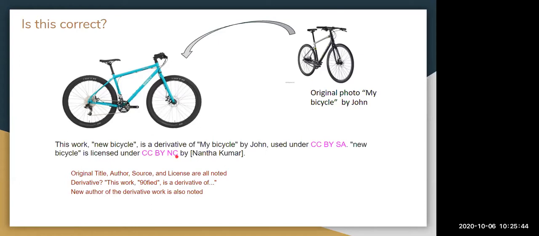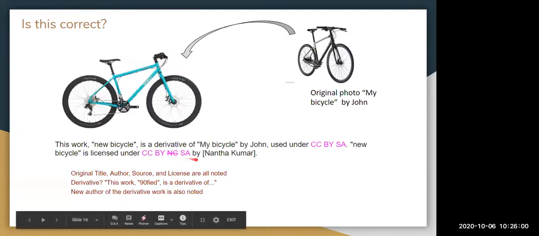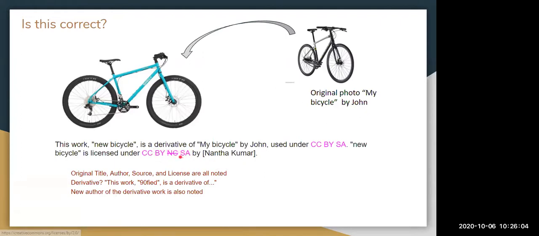That's the meaning of share alike. You have to maintain the old license in your new content. You can't bring new constraints into your license. I hope you understand. So how to rectify the mistake? As I mentioned earlier, you have to remove NC and put SA. So now the derivative license is identical to the original license. That's the meaning of SA, share alike.